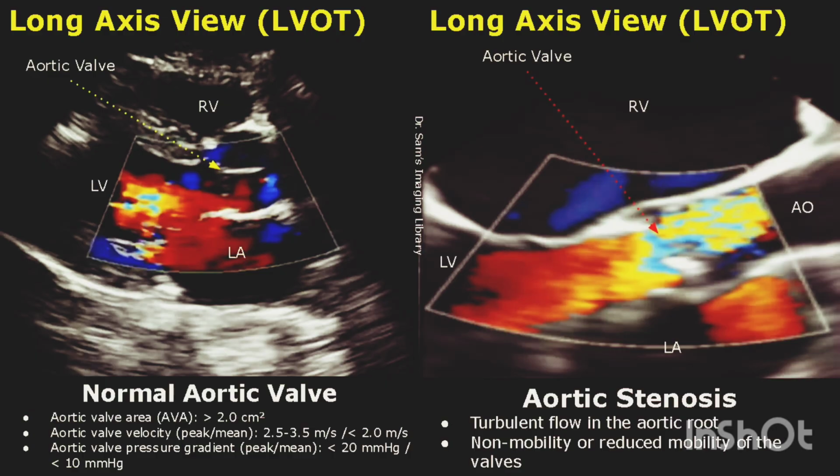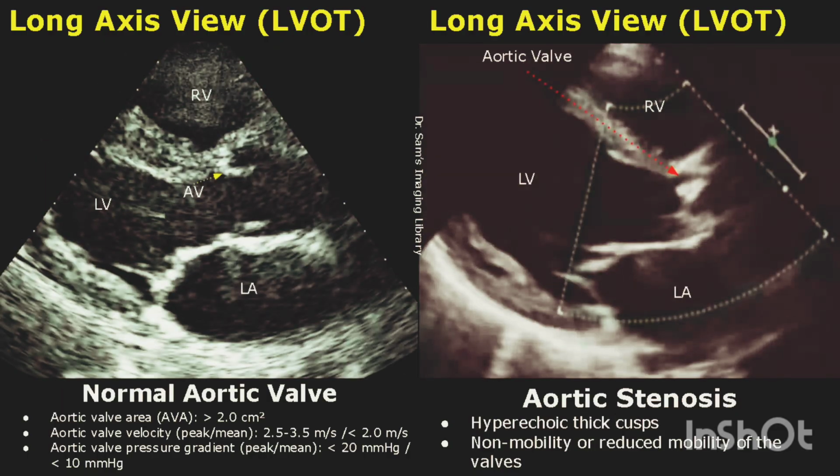This is an image of a normal aortic valve with color Doppler applied, and these are the normal values. The aortic valve velocity is between 2.5 to 3.5 meters per second, and the pressure gradient is usually around 10 and 20 millimeters of mercury. In aortic stenosis, the aortic valve is narrowed and does not open properly. This leads to turbulent flow in the aortic root. Also, we will find non-mobility or reduced mobility of the valves.